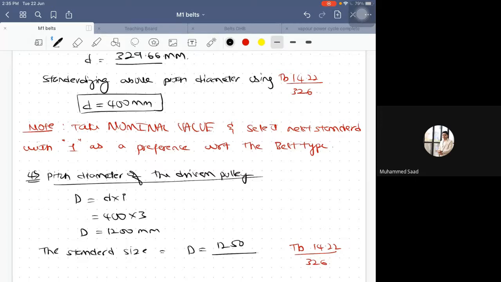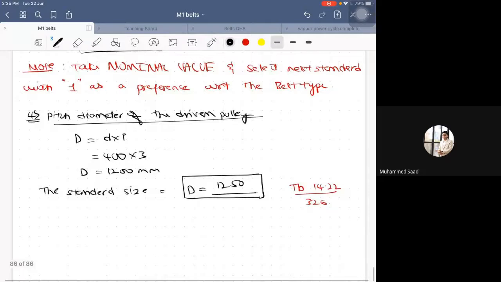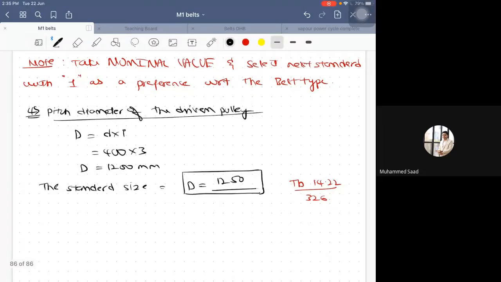So 1250 is the standard size. Now, if you change the diameters after you standardize the values, definitely the velocity ratio would change. So please use the standard sizes you just mentioned in step 5 to calculate the revised velocity ratio. Standard sizes. First one is the driver pulley. So this is what you are giving to your designer. You will be giving all these details to the manufacturer.